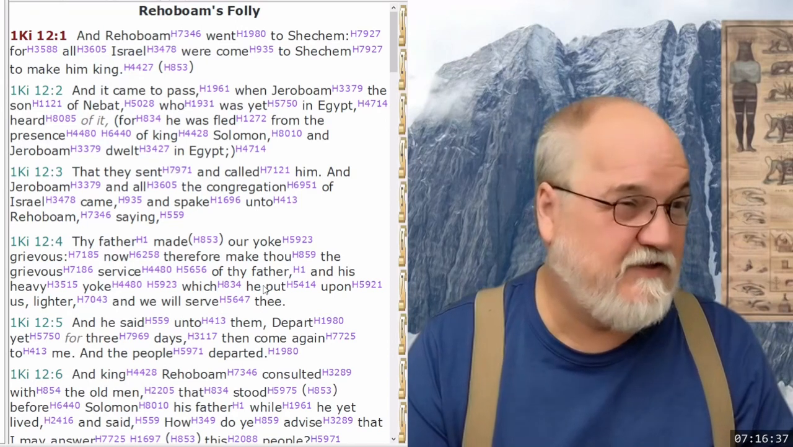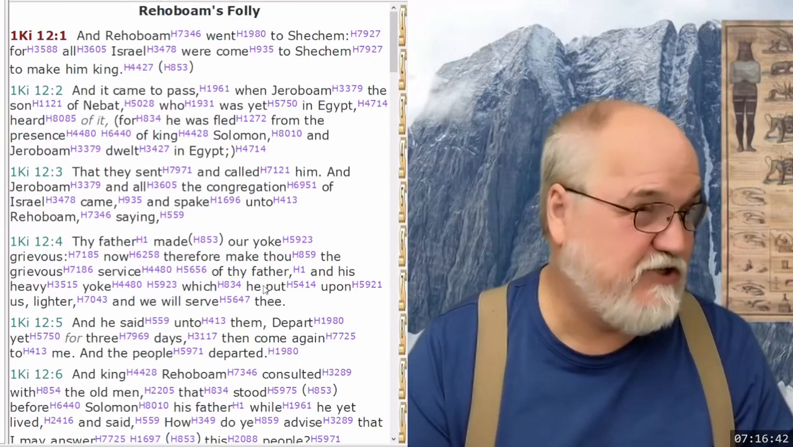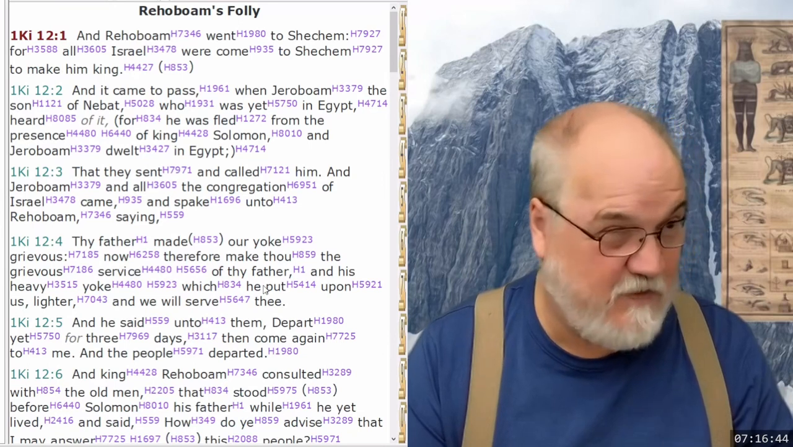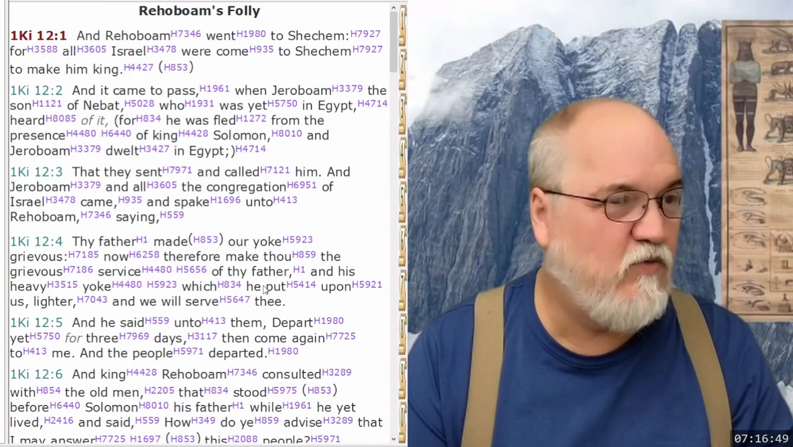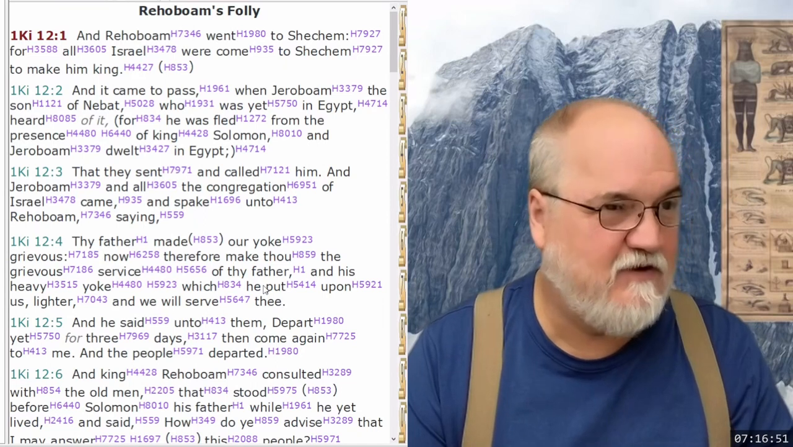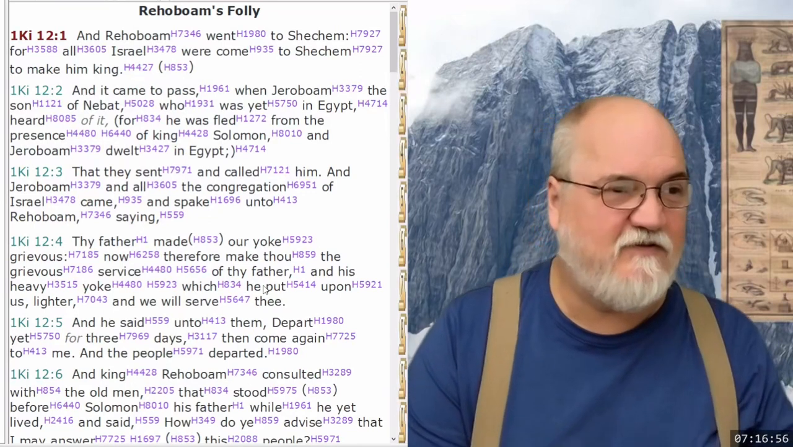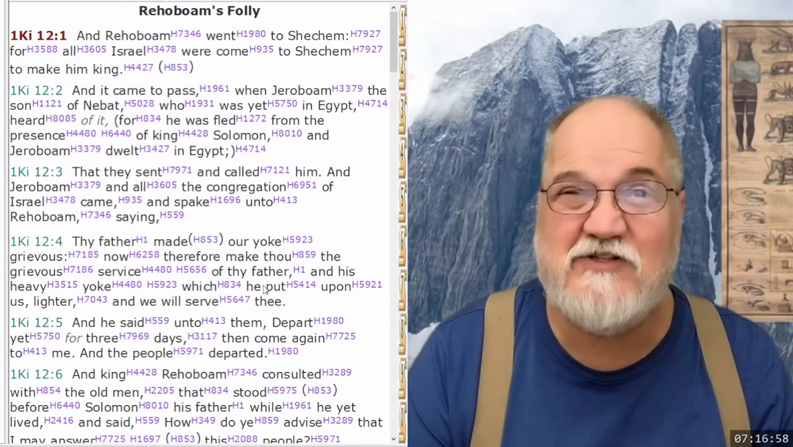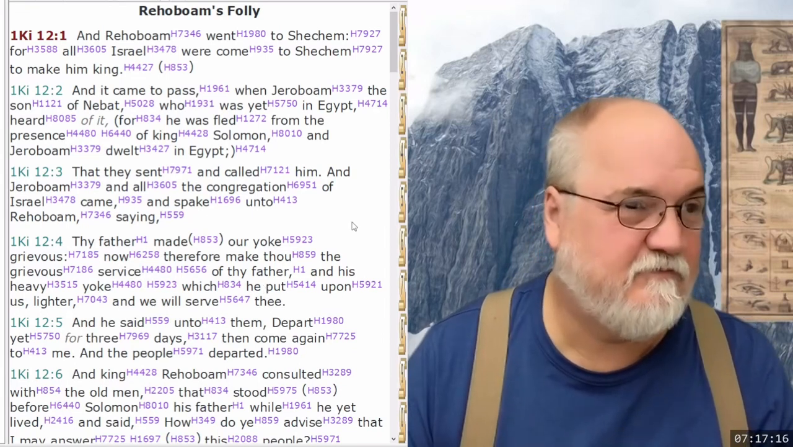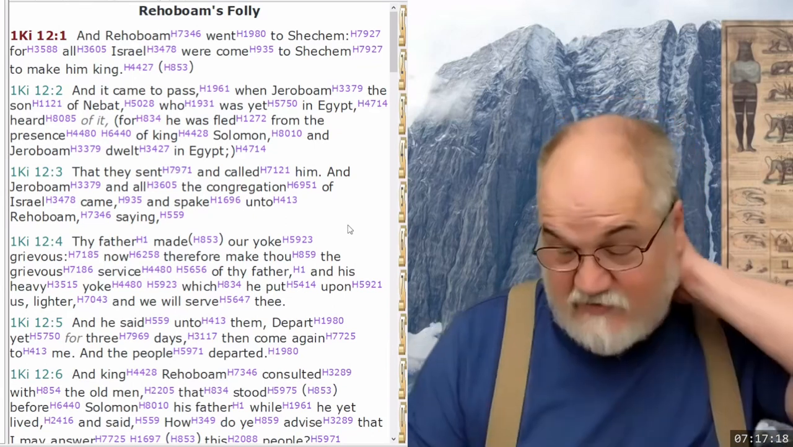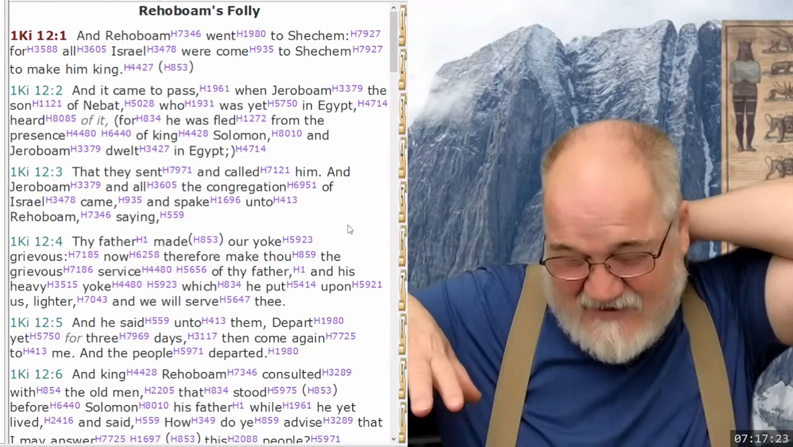Rehoboam is the king, and Jeroboam and the congregation of Israel. So the people of Israel are coming to Shechem where Rehoboam is being made king. Now, why Shechem? What's the significance of Shechem? We studied this quite a bit. So when we see Shechem, what is it? It's where the mounts of blessing and cursing are. Right. Gerizim and Ebal, there in the valley.